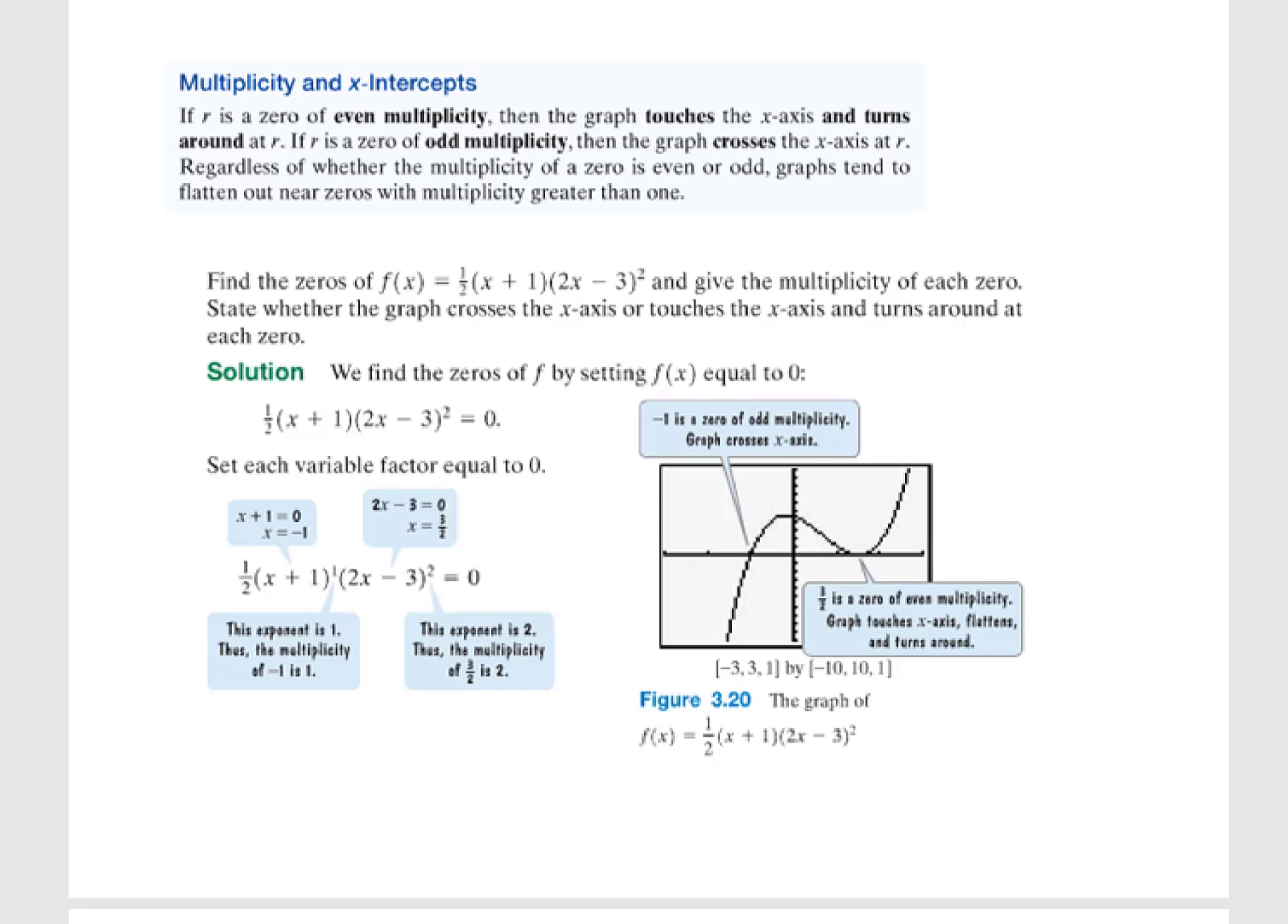This is 3.2 Polynomial Functions Part 2. So we left off talking about multiplicity and x-intercepts. This is sort of like the book definition of it.